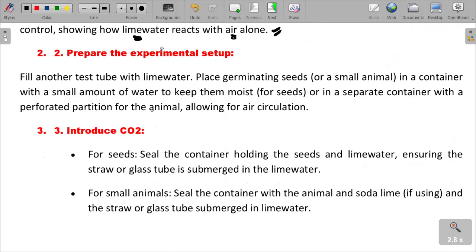So we have prepared the experimental setup. The experimental setup, we are saying this one, is the one which is always supposed to be the one which is manipulated.